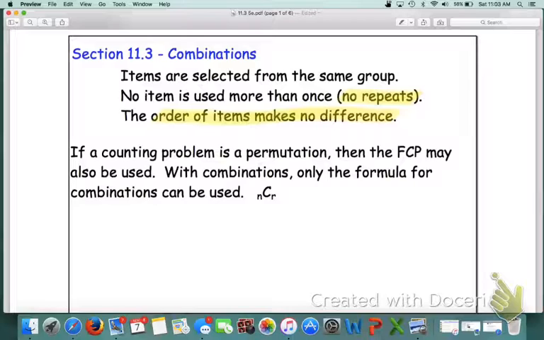Now, the notation for a combination is very similar to that of a permutation, but we're going to have a C instead of a P. So nCr is what indicates a combination. The n is still the total we're selecting from, and the r is still the number being selected.